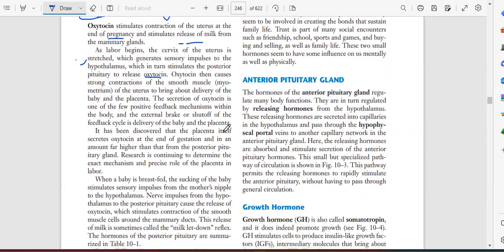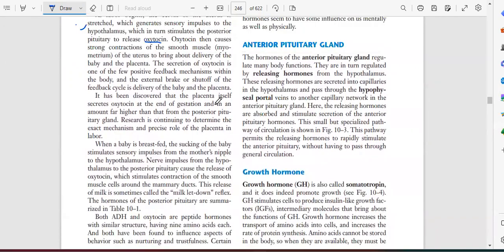Okay, it has been discovered that the placenta itself secretes oxytocin at the end of gestation, and in an amount higher than that from the posterior pituitary gland. Research is continuing to determine the exact mechanism and precise role of the placenta in labor.